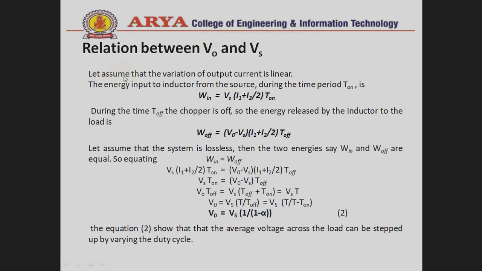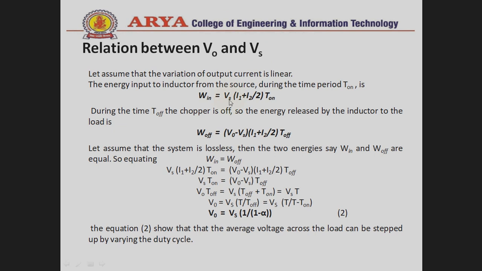Now find the relation between the output voltage and the input voltage. In this derivation, we assume that the variation of output current is linear, and first of all we find the energy stored by the inductor. Energy stored by inductor is equal to the voltage across the L multiplied with average current through the L multiplied with T on.